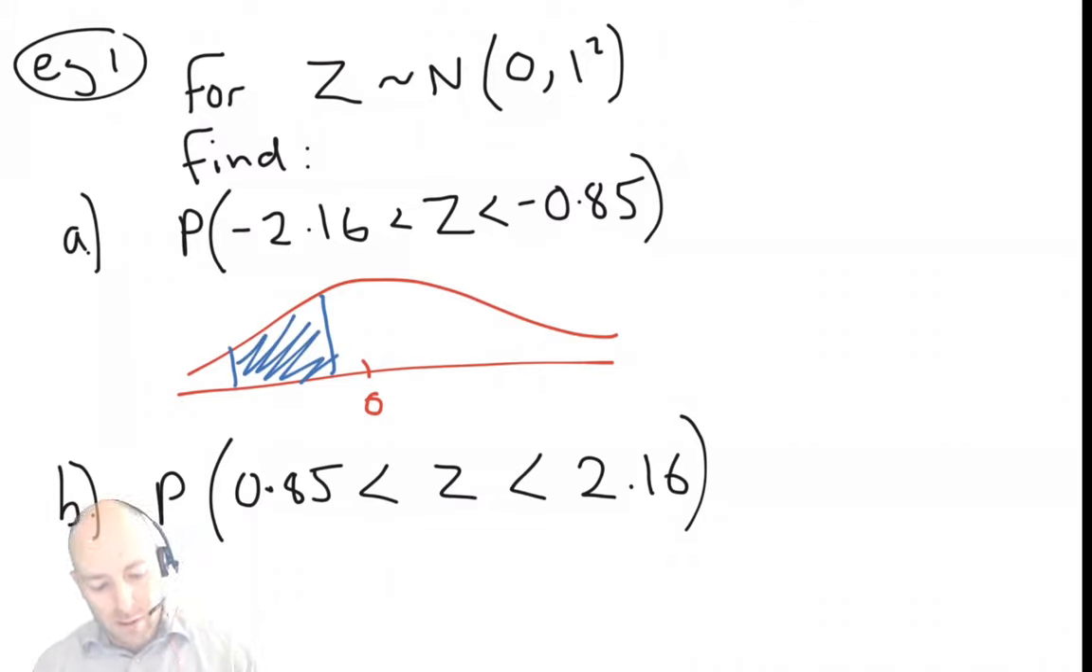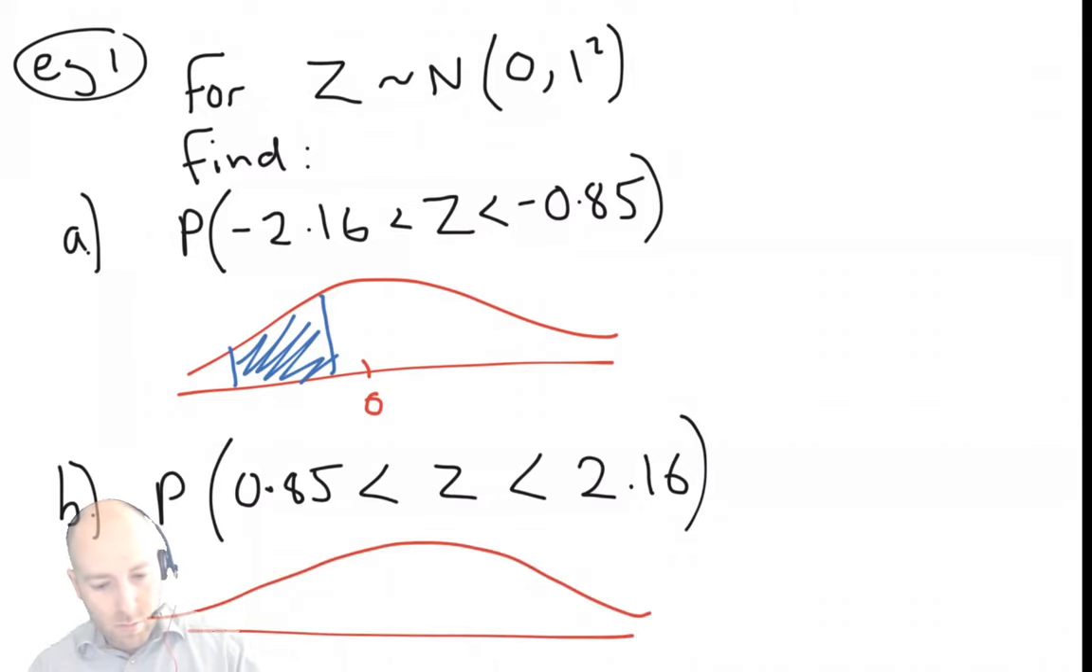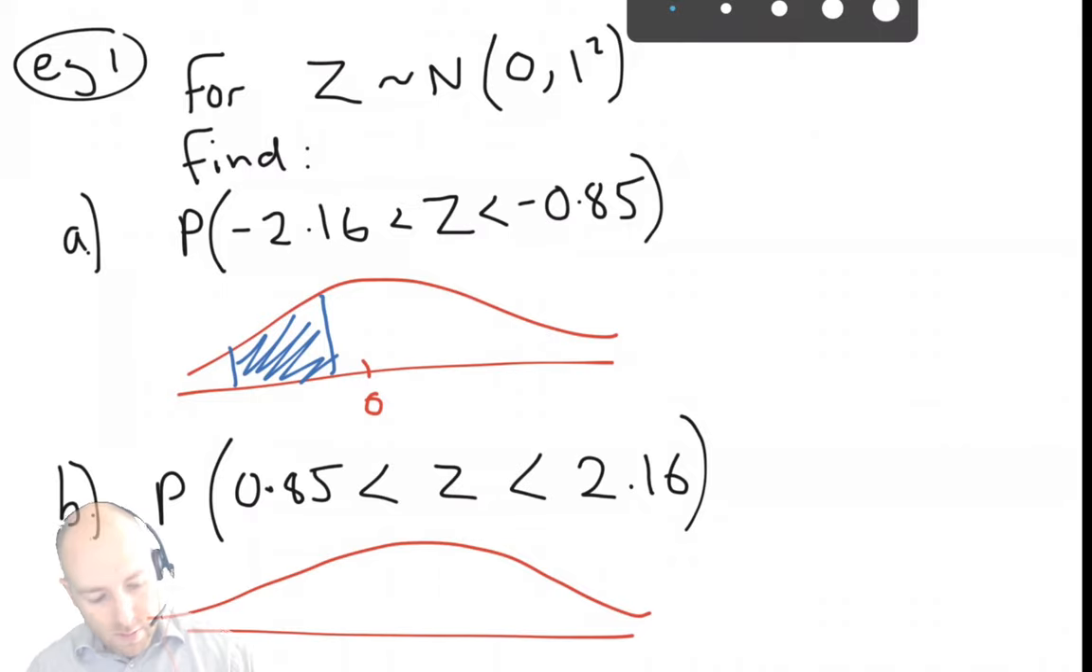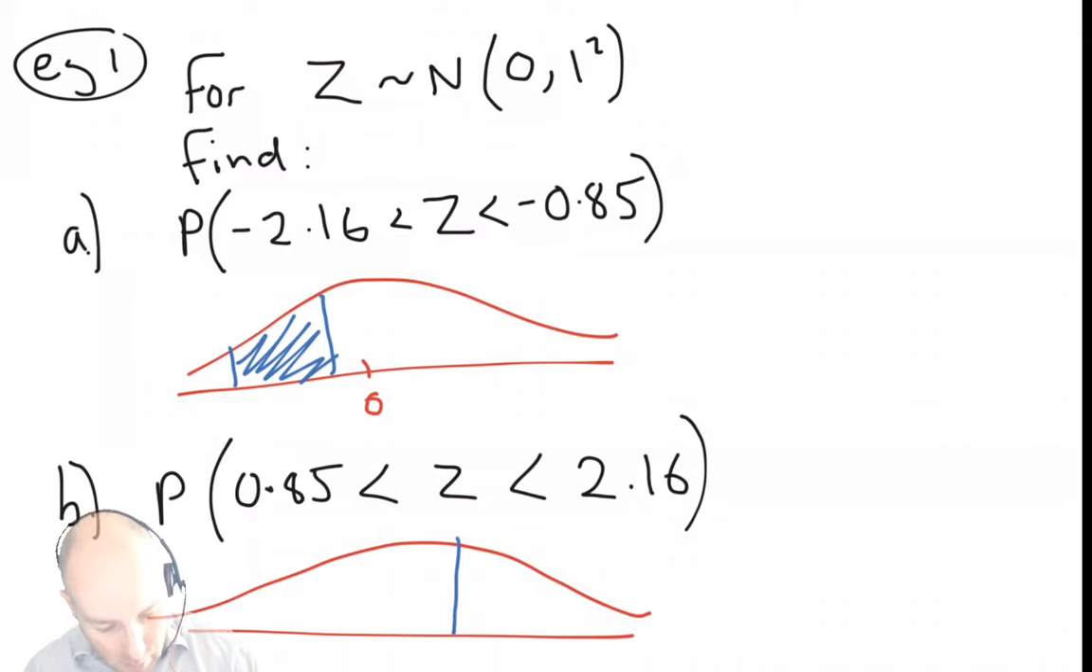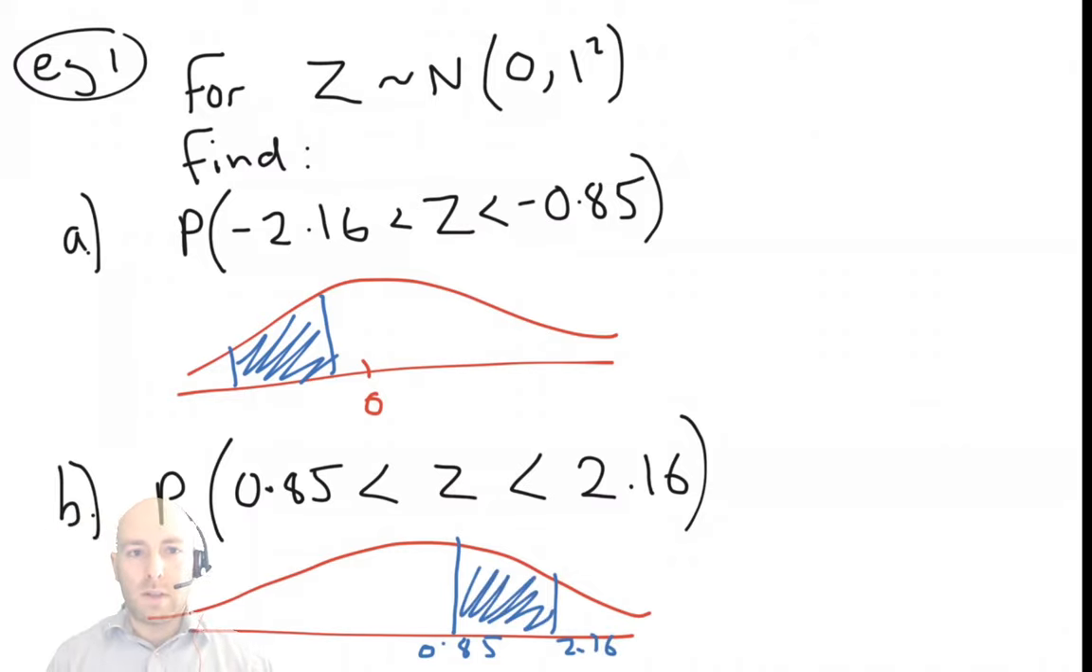While I'm at it, let's sketch the other one. This one. Oh, interesting, it's the same kind of stuff. 0.85. Can you see that? Yeah. So 2.16. Yeah, so my point in this was, again, reiterating that the areas are going to be the same.